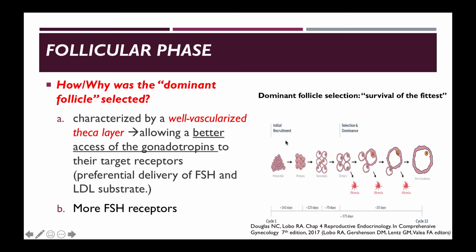Now you ask, how or why was the dominant follicle selected among all the other follicles in that cohort? Okay, the reason is because that dominant follicle is characterized by a well-vascularized theca layer, which allows better access of the gonadotropins to their target receptors. And therefore, if the follicle is well vascularized, there's preferential delivery of the FSH and the LDL substrate. And of course, that dominant follicle also has more FSH receptors.